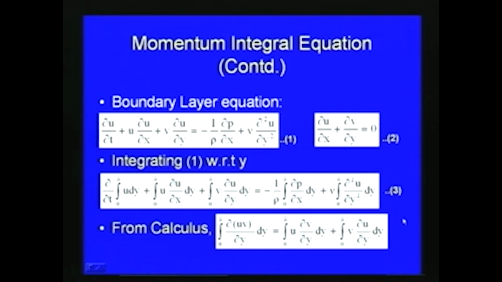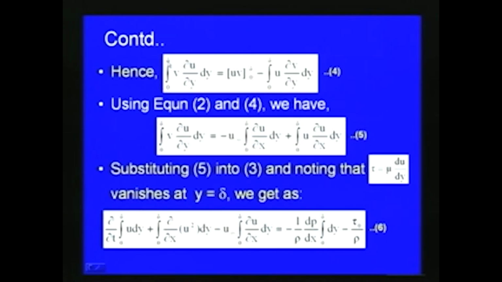So, this is coming from calculus, and hence we can write integral 0 to delta v ∂u/∂y dy is equal to uv within the limits of 0 to delta minus integral 0 to delta u ∂v/∂y dy, as written in equation number 4 here.